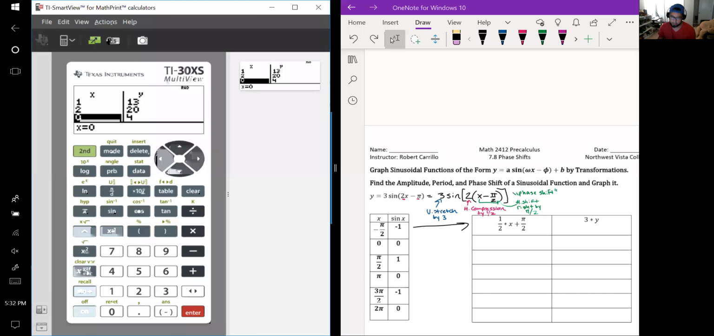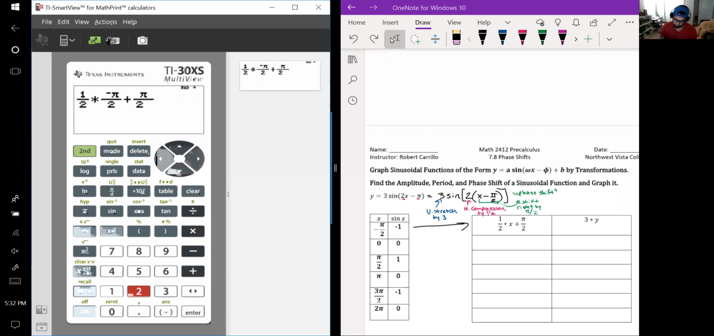I'll choose this TI-30. And for the first one, we're going to have 1/2 times the x value of negative pi/2 plus pi/2. And look at that. We're going to get pi/4. All right. It's negative pi/4 plus pi/2. So we get pi/4.